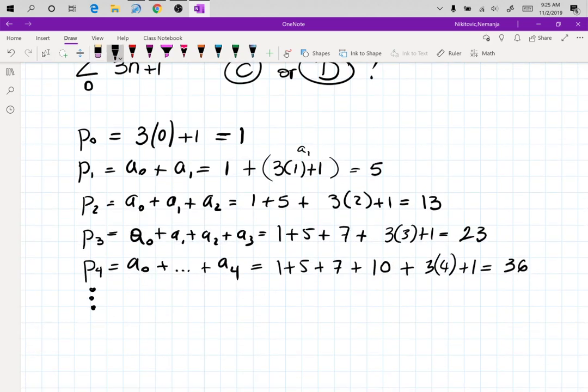I have a question. Yeah. After P2, it remained 1 plus 5. Why isn't it 1 plus 4 on P3? It's 1 plus 5 plus 7. Why didn't the 13 remain for A2 on P3?